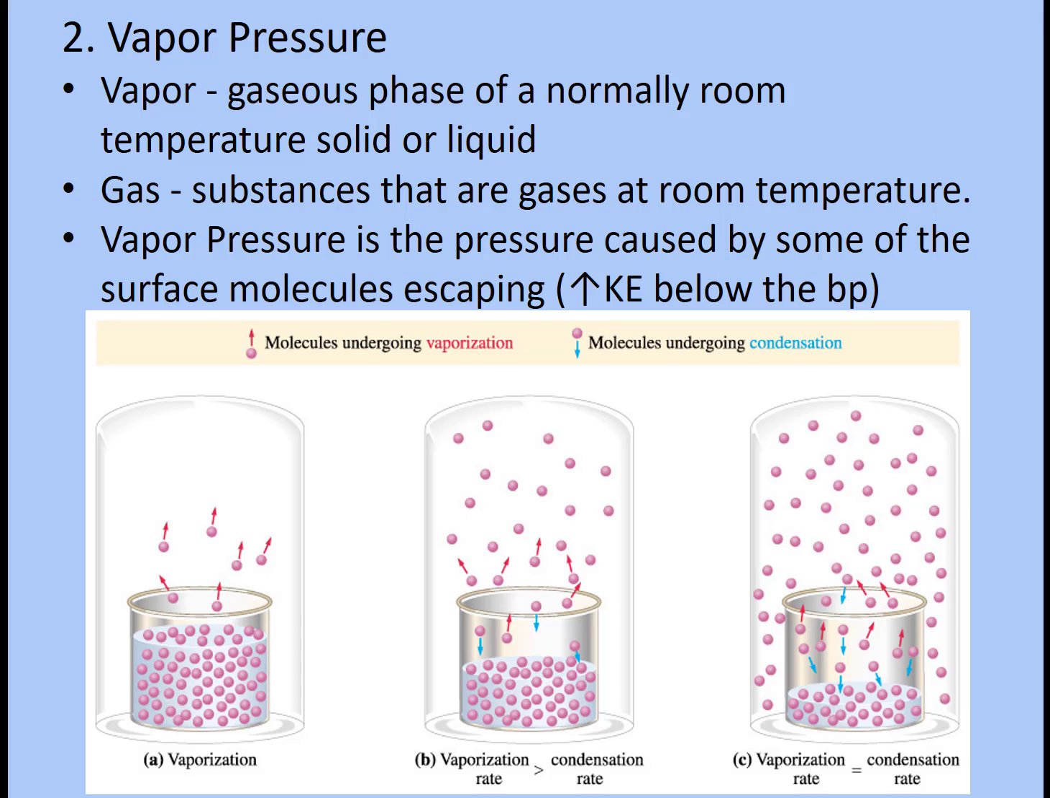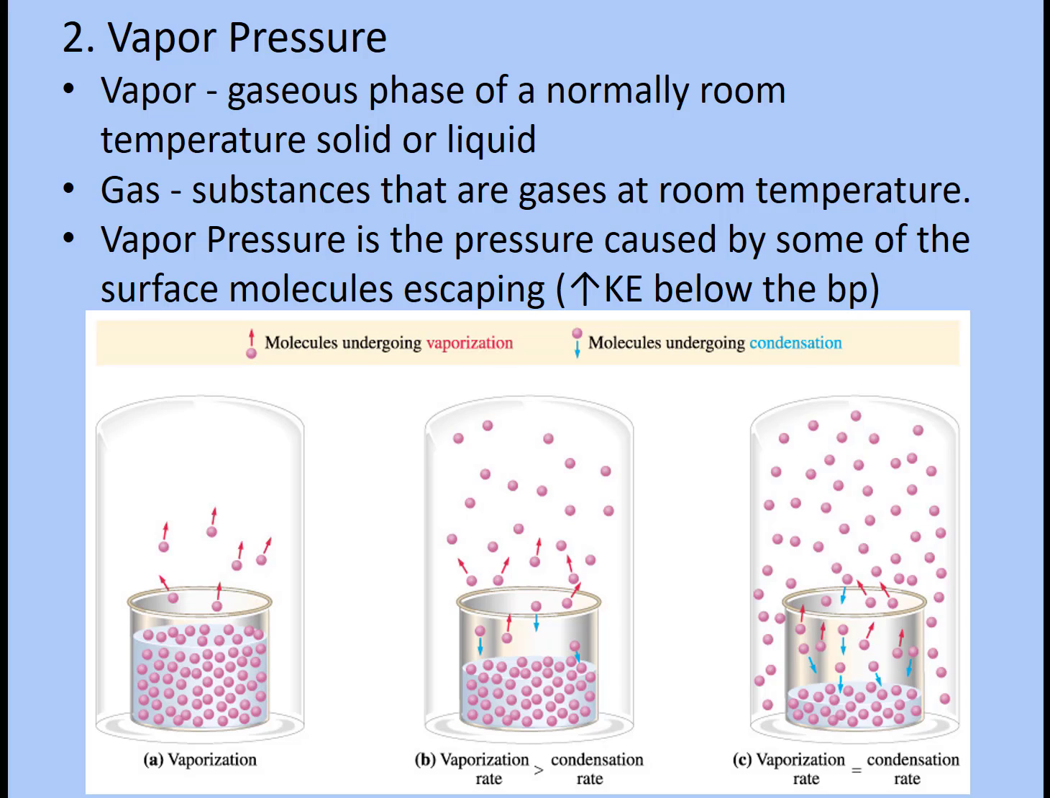Vapor pressure. A vapor is a gaseous phase of a normal room temperature solid or liquid. That's why we call it water vapor, because water is normally a liquid at room temperature. What we call a gas, these are substances that are gases at room temperature. So hydrogen gas, oxygen gas, at room temperature they're already gases, and so we call them gases. Vapor pressure is the pressure caused by some of the surface molecules escaping from your liquid.